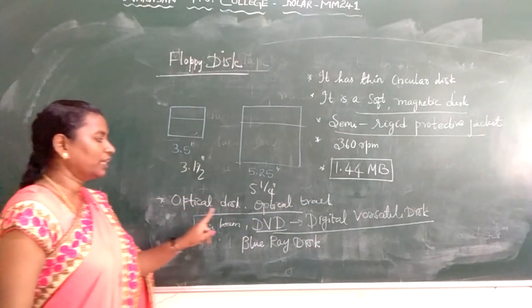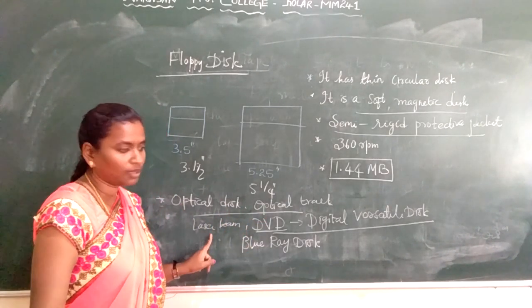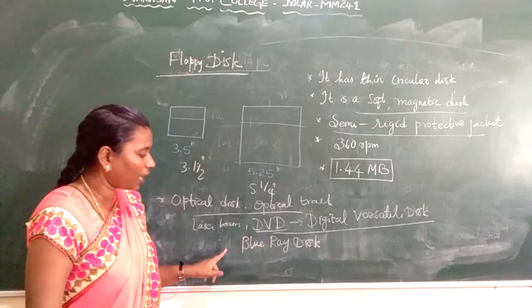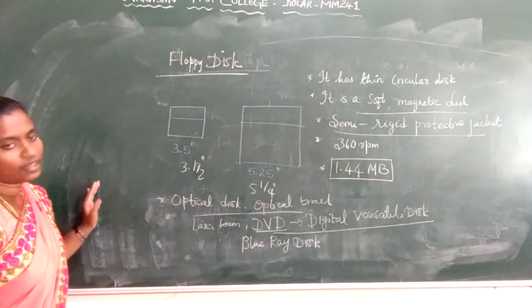I repeat, we have optical disc and optical tapes. In optical disc and optical tapes, we use laser beams. We have DVDs, digital versatile disc. We have CDs, compact disc. We have Blu-ray disc. These are about your secondary storage medium.